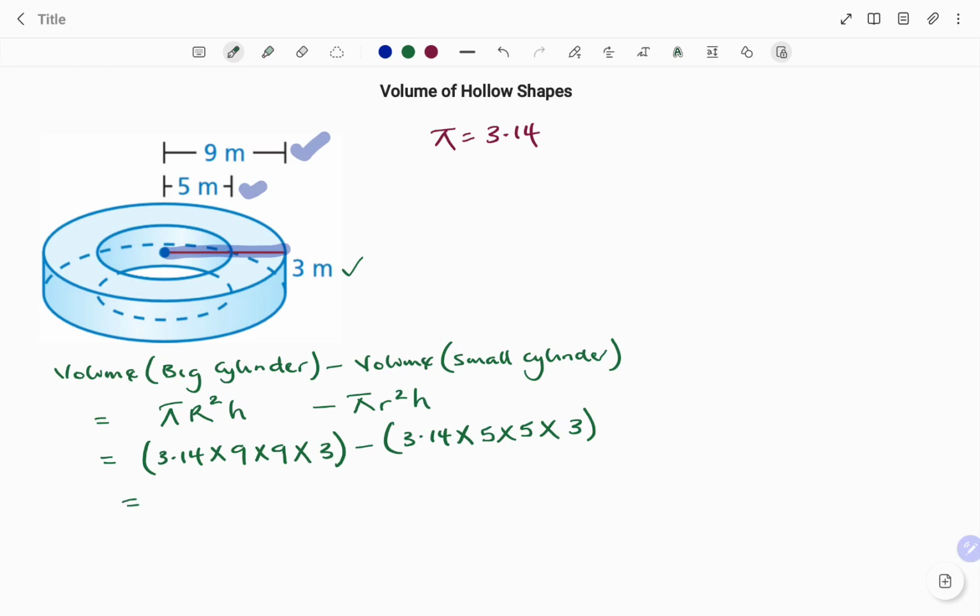Punching that in, I have 763.02 to 2 decimal places minus 235.50, and my unit is in meters, so I have that as cubic meters or meters cube, and that's the same as, if I subtract that, I have 527.52 meters cube.